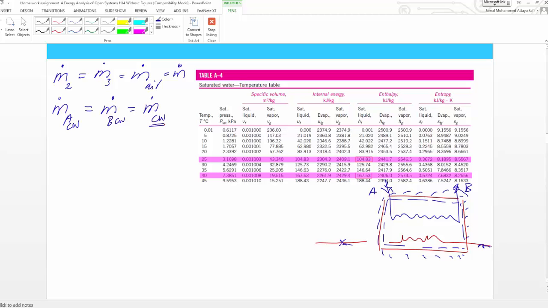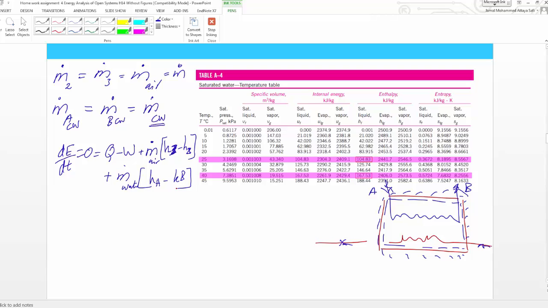Assume that, okay, I will write first the first law of thermodynamics, dE/dt equal to 0, and that is Q minus work plus the mass flow rate multiplied by H3 minus H2 for the mass of the air, plus the mass of the water multiplied by HA minus HB for the water.